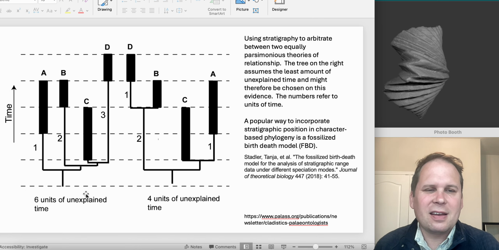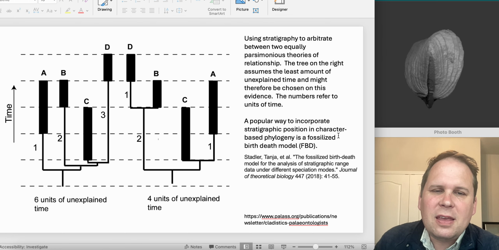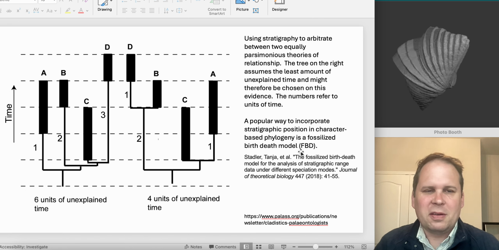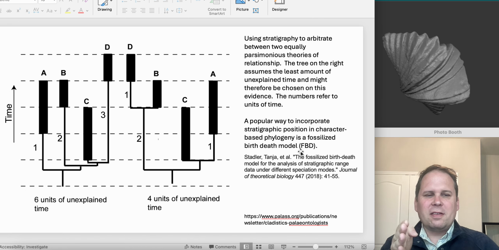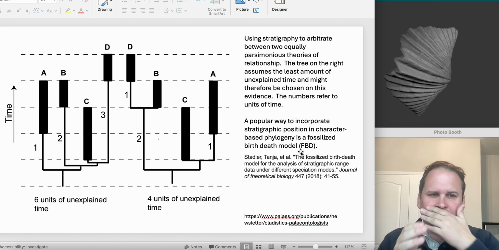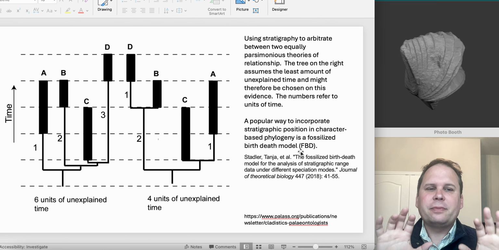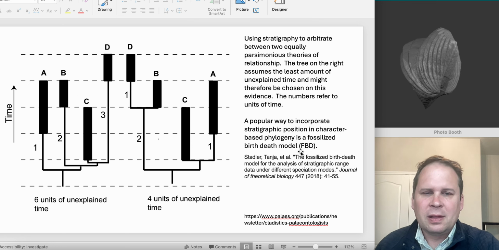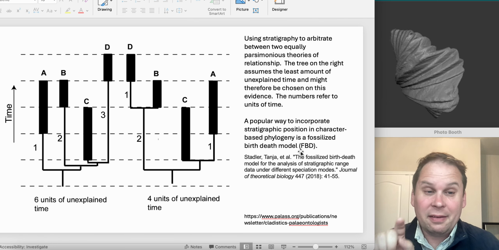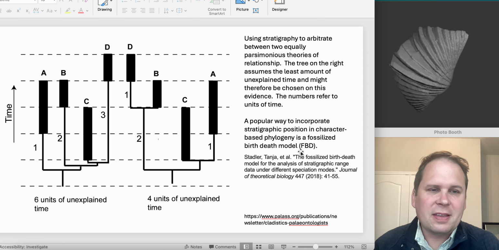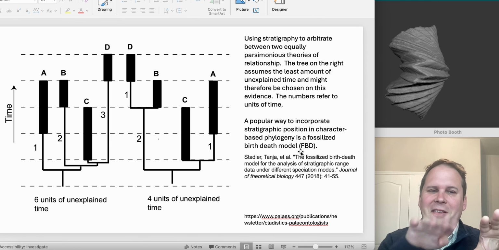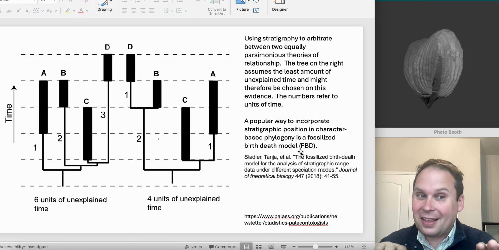And you can put this in. The fancy new way to do it is a thing called a fossilized birth-death model, which uses the earliest appearance of the fossil and the latest appearance to adjust and interpret the rest of the tree, which is based on the characters. And with a good fossilized birth-death model, you can actually put things that are living today and things that are fossils onto the same tree. And that's what everybody wants to do.